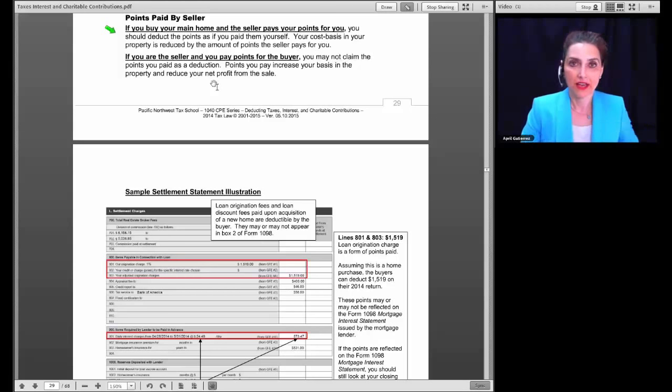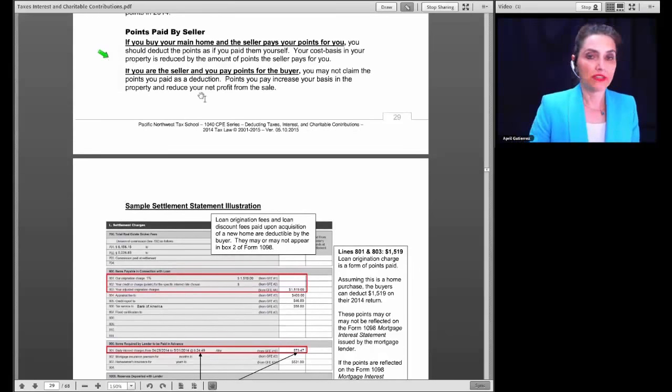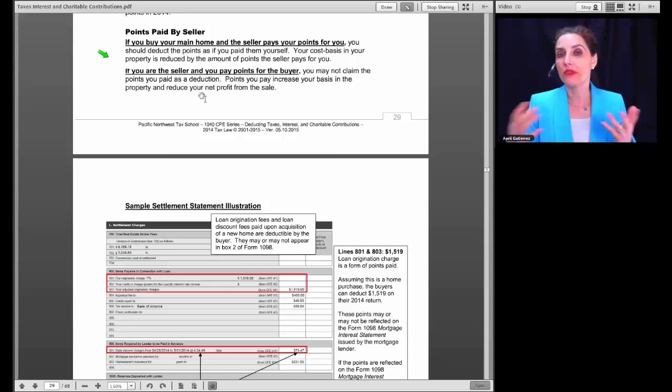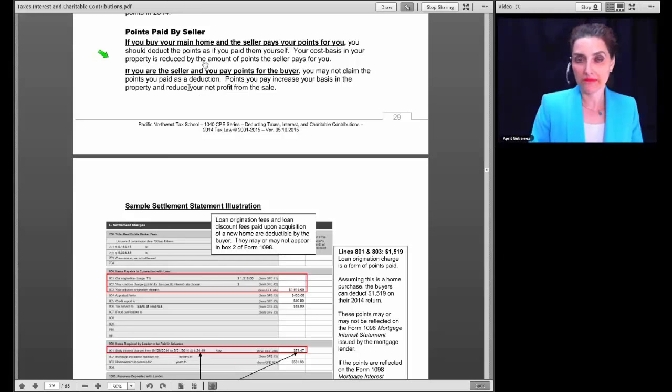But let's take a look at what I've got here to show you. There are 2 different ways that points get paid. One is that the points are paid by the seller of the home. You buy the house, and the seller says, you know what, I will pay the point for you. You want to borrow at a rate of 3.5% and it's going to cost you a percent point to get to that, I'll pay that to help you buy the house. That's fairly common with new construction. It's not at all uncommon for builders who are building neighborhoods to have those kinds of incentives to get people to sign on the line and buy a new home, where the seller pays the points. And if the seller pays the points for you, you are treated as having paid them yourself.